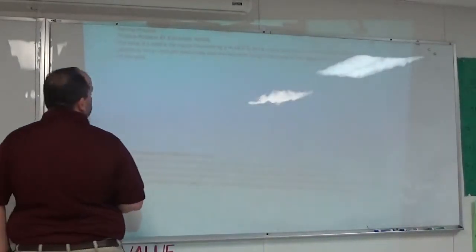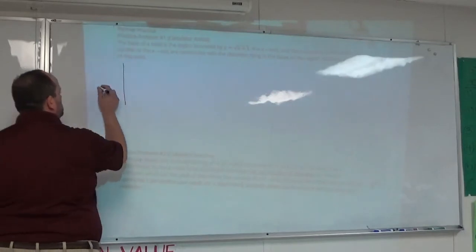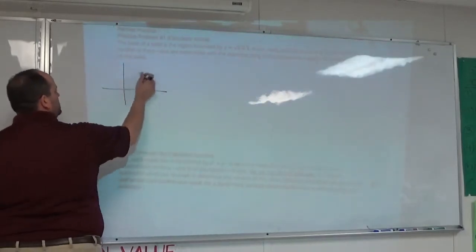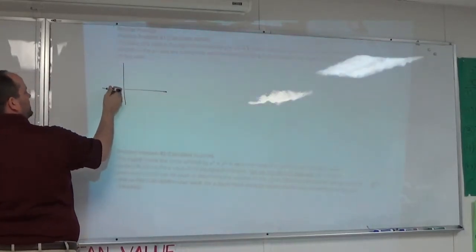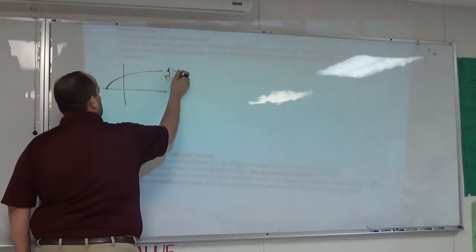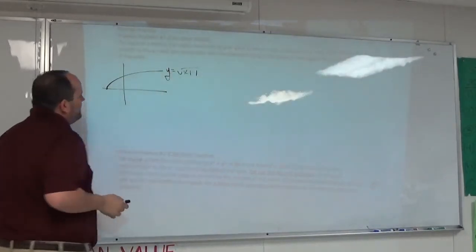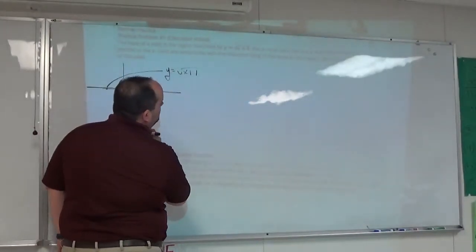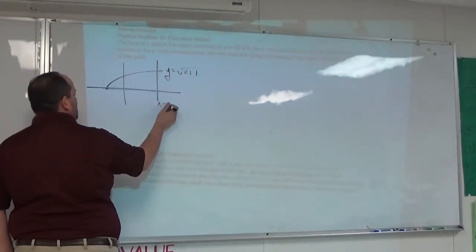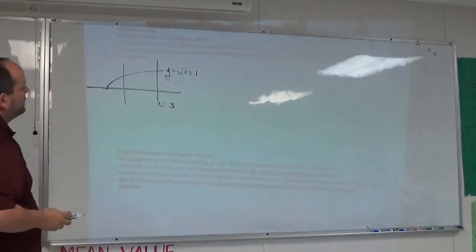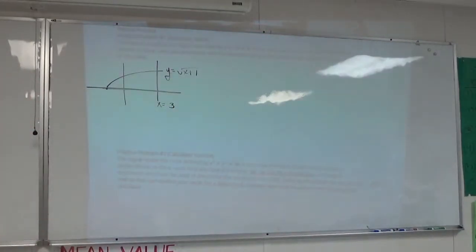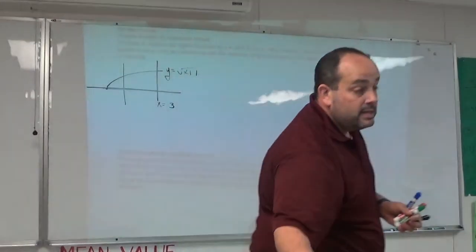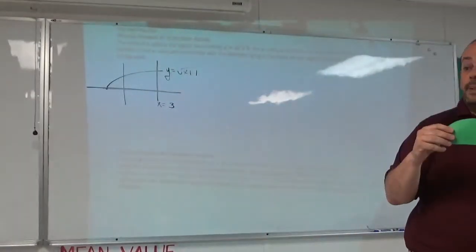The base of the solid is the region bounded by y equals the square root of x plus 1. Square root of x would look like this. Square root of x plus 1, we're going to shift one space to the left. It's bounded by the x-axis and bounded by the line x equals 3. Cross sections parallel to the x-axis are semicircles.